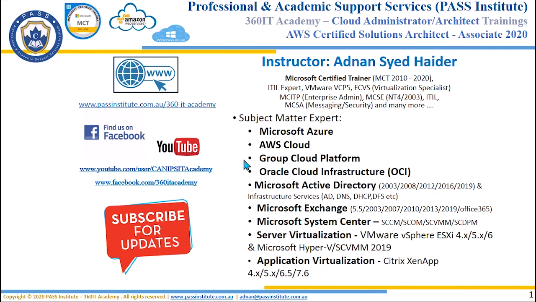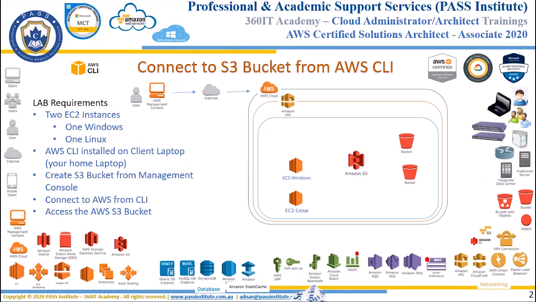This is part 2 of connecting to S3 bucket from AWS CLI. In the previous video we connected from AWS CLI from our home computer to the bucket, and also we connected from our Linux machine EC2 instance to a bucket. Now in this video I'm going to connect from EC2 Windows instance to S3 bucket using AWS CLI.